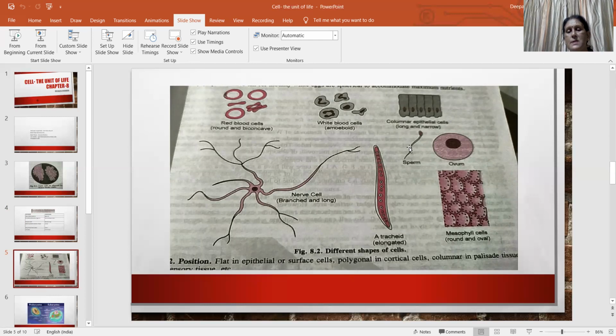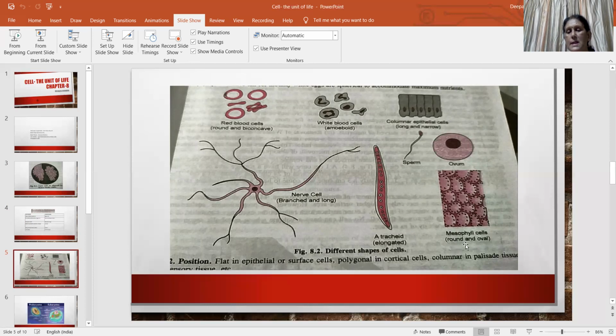In case of sperm cell, it consists of a globular head and long tentacles or tails. It is the sperm cells. Next is the ovum. Ovum are not motile. They cannot move from one place to another. This is the large cell and contains a large nucleus.